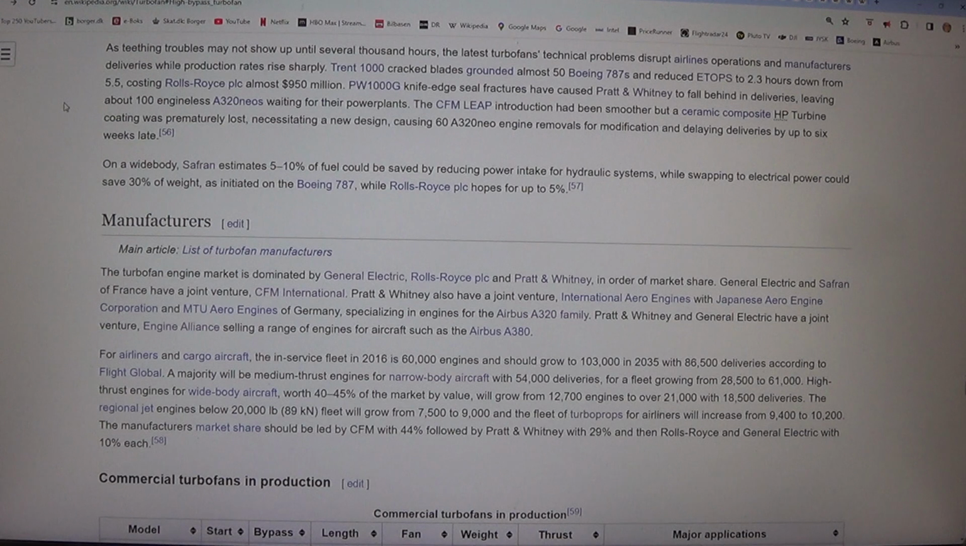The CFM LEAP introduction had been smoother, but a ceramic composite HP turbine coating was prematurely lost, necessitating a new design, causing 60 A320neo engine removals for modification and delaying deliveries by up to 6 weeks. On a widebody, Safran estimates 5–10% of fuel could be saved by reducing power intake for hydraulic systems, while swapping to electrical power could save 30% of weight, as initiated on the Boeing 787, while Rolls-Royce plc hopes for up to 5%.